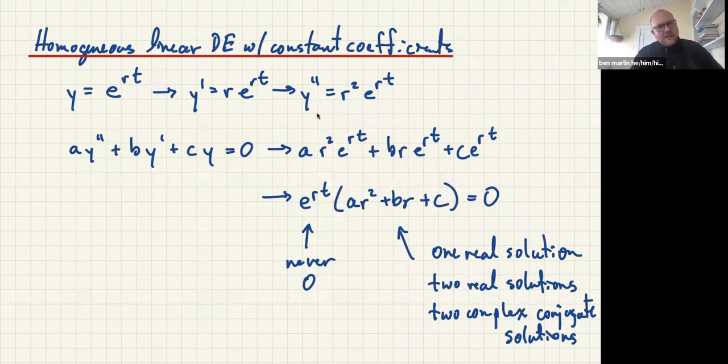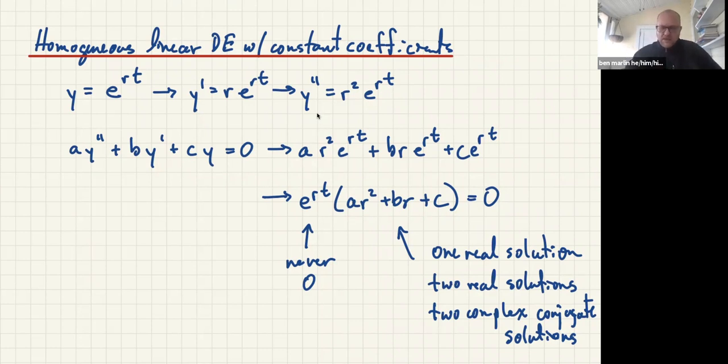If there was a possibility it could be 0, you shouldn't divide it out. You should look at that possibility for it to be 0. That's something a lot of times people miss. But that implies that this quadratic equation, whatever the solution to it is for the r values, is going to give you a solution, e to the rt.